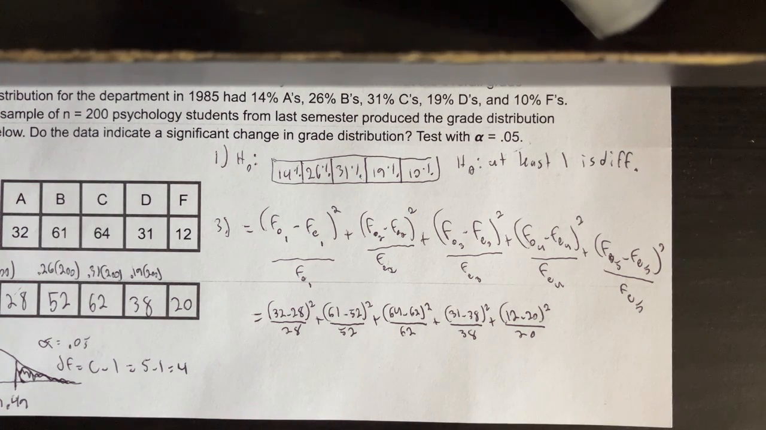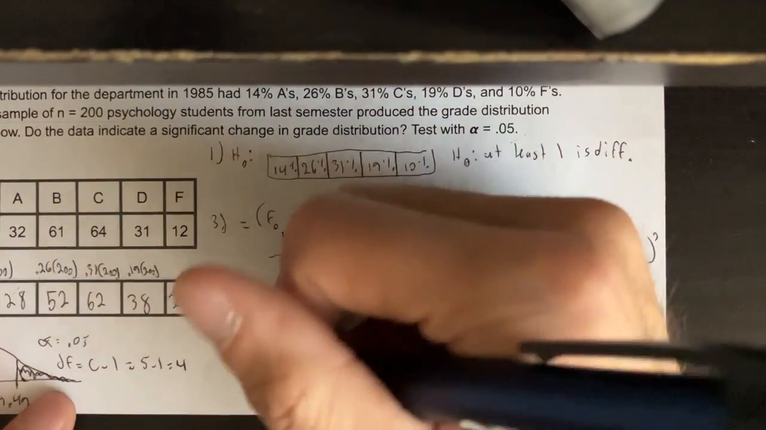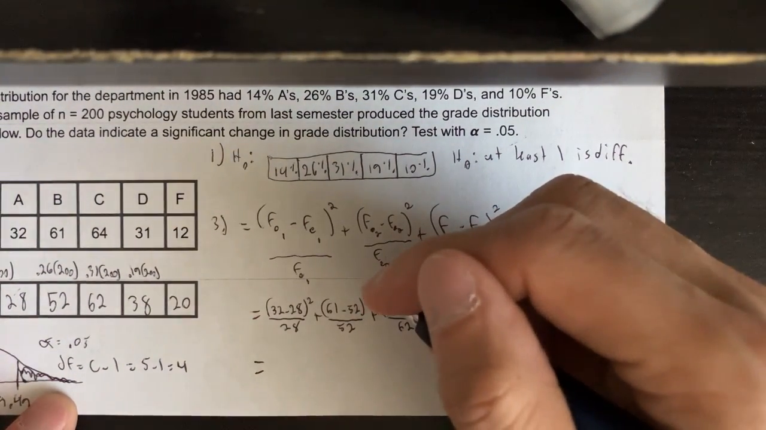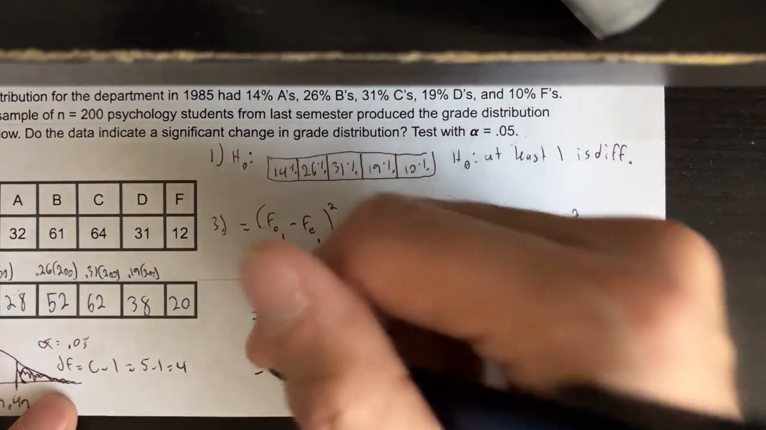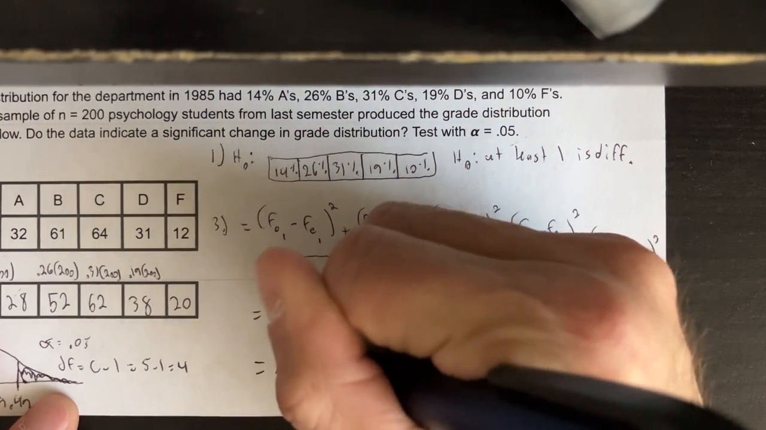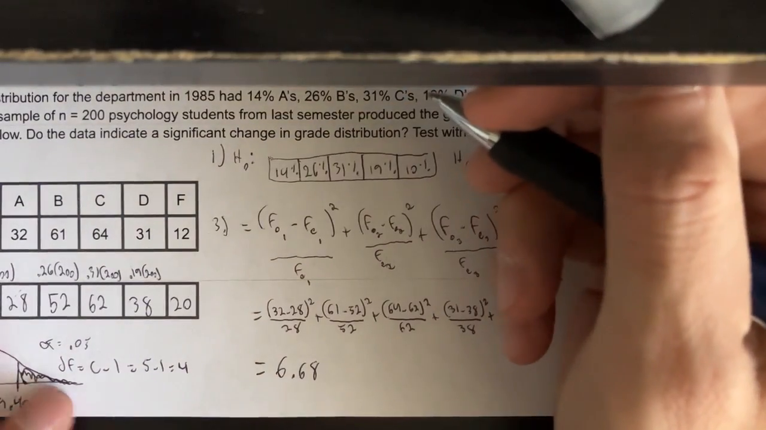Okay, almost done. On the last term, we have 12 minus 20, 12 minus 20 over 20. Okay, so I'm getting as my final answer 6.683, so 6.68.